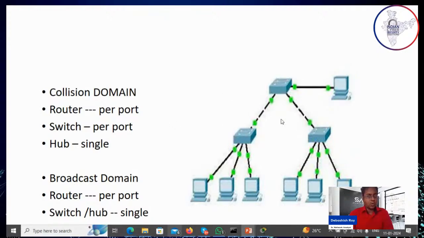Now, in case of broadcast domain, in case of a router, you have it per port. So if this is the router, if you consider this not as a switch, but as a router, then you will have this network as one broadcast domain, and this network as another broadcast domain. So the router actually breaks the broadcast domain, and the broadcast domains that it creates will be individual VLANs. But in case of a switch or hub, there is a single broadcast domain.